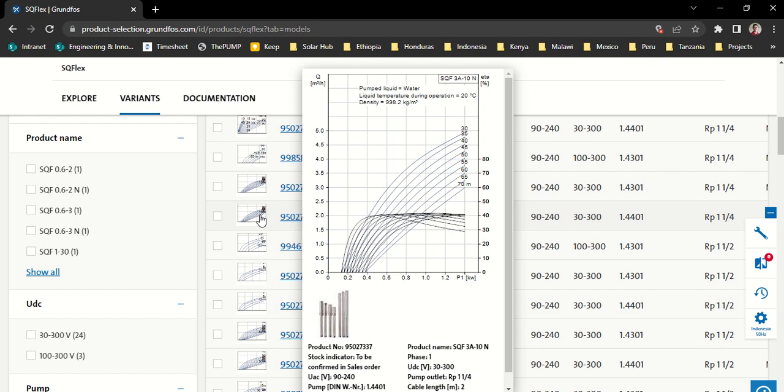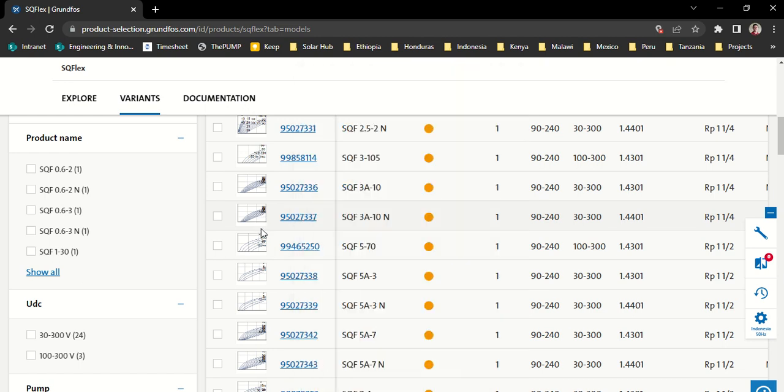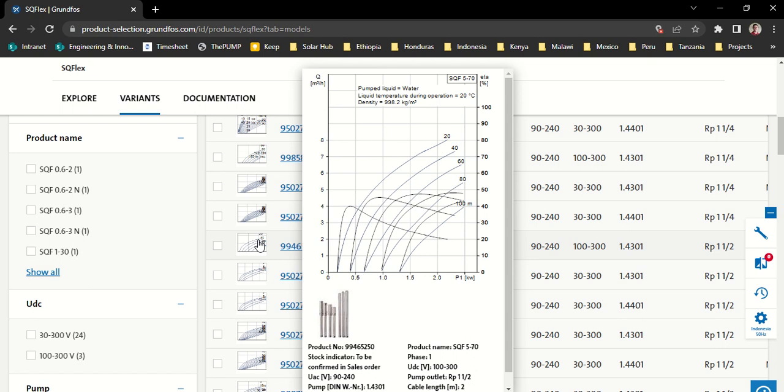So continuing to hover over, if you remember, our flow is 5.6 cubic meters per hour. So the upper limit of this pump curve is 5 cubic meters per hour, so it doesn't quite reach it. But looking at this next one, the flow goes all the way up to 8 cubic meters per hour here. So this one looks like it could be acceptable.